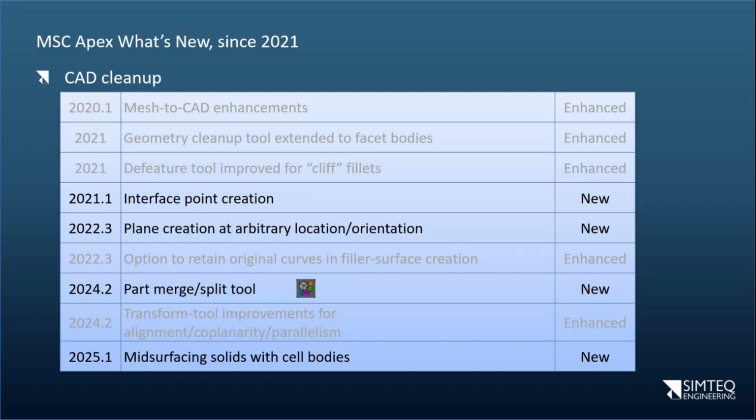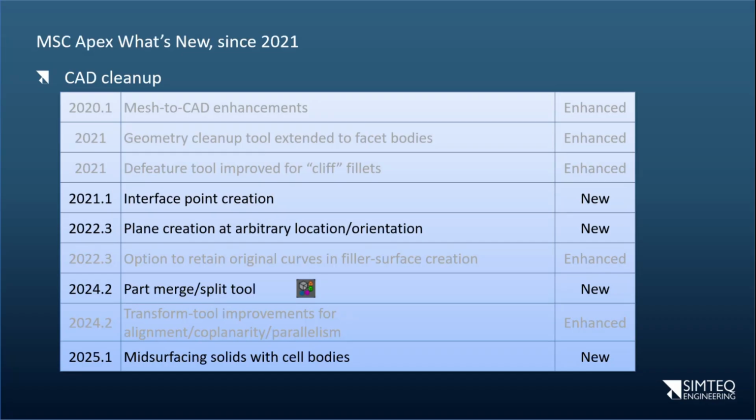And then the interface point creation, very important for Adams users, where there's a joint that needs to connect to the flexible body. The interface that you create in Apex essentially dictates where the load at that point needs to attach to the FEM body. The plane creation at arbitrary location and orientation is new. Then the option to retain original curves in filler surface creation. This is when you use 2 curves to create a surface. You now have the option that those curves stay in the tree. In the past, they were removed.